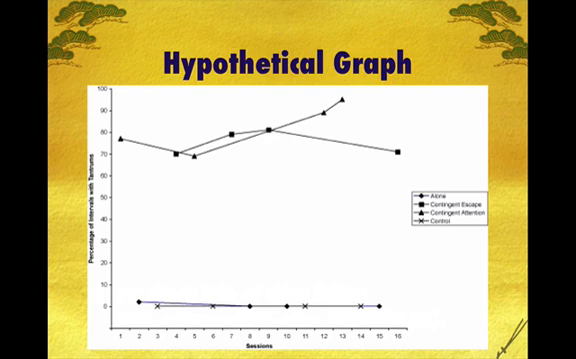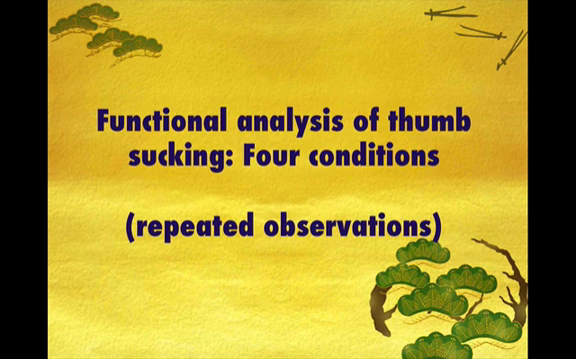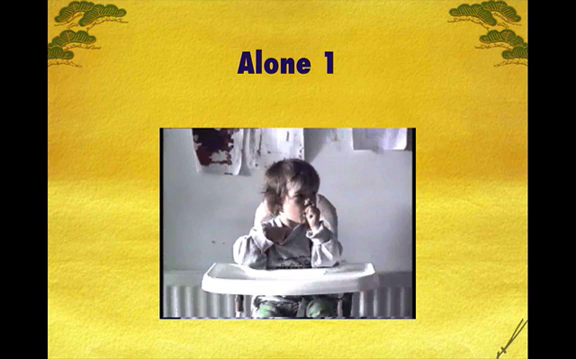Whenever you're going to see these video clips in just a moment, you need to think about what behavioral dimension you will measure and how you will measure it, and then take some data, because you'll be asked to draw this graph afterwards. You can replay the videos as you need to. So the functional analysis of thumb sucking, 4 conditions. The first condition.